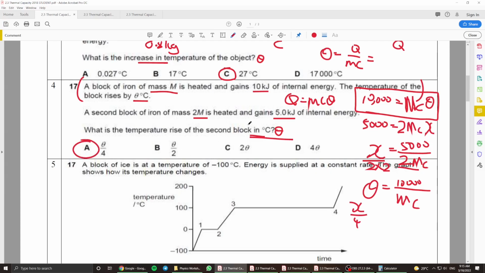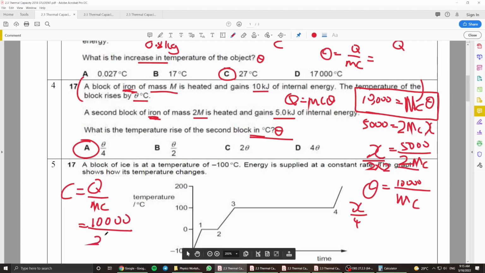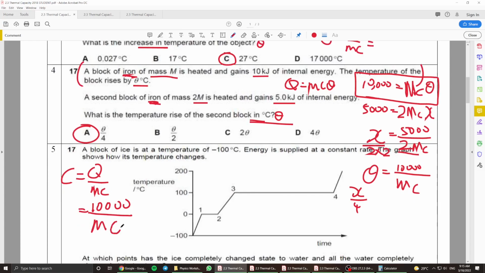Now the second method you can do this is by comparing the two specific capacities. Since both of them are the same iron, I know for a fact that both of them should have the same specific capacity. Making specific heat capacity the subject here, C will be equal to Q over m theta, right? And in the first statement here, it's going to be 10,000 over m multiplied by theta here, right?